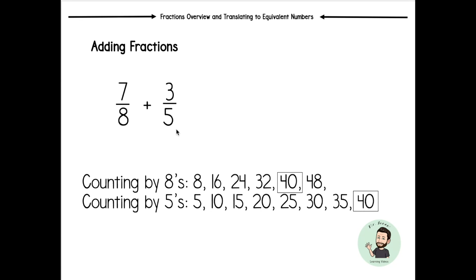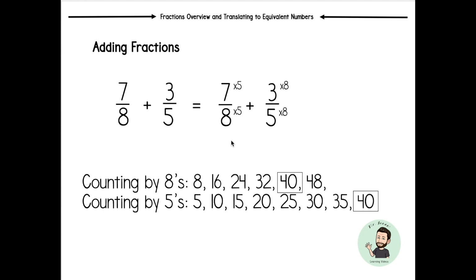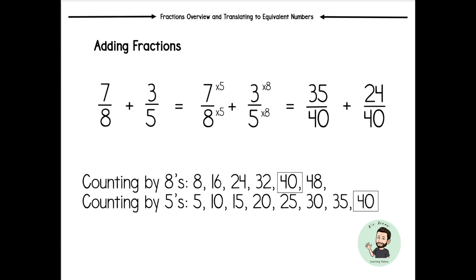So in this case, we have 7/8 plus 3/5. Counting by 8s and then counting by 5s, we see that 40 is a great option for a common denominator because it's the least common multiple. So whatever we multiplied 8 by to get to 40, in this case it was 5, we also have to multiply the numerator by. And whatever we multiplied 5 by to get to 40, in this case it's 8, we also had to multiply the numerator by that.